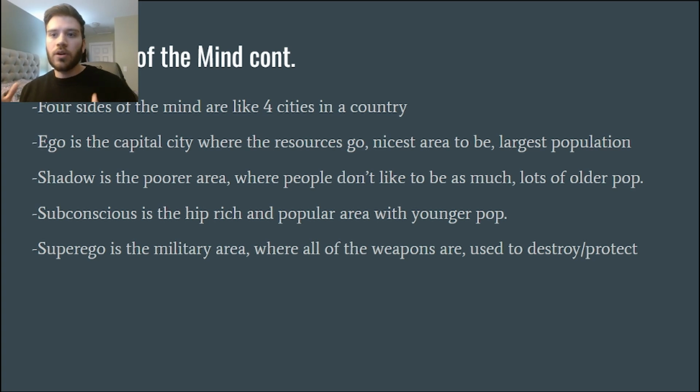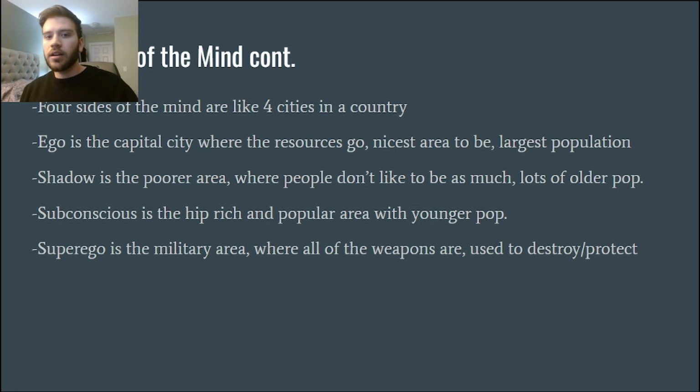The shadow would be more of a poorer area where people maybe don't go as much, but there might be a lot of older people, there might be a lot of culture, something to be learned there, but it's often ignored in favor of the bright lights of the ego. And the subconscious would be a more hip, rich, popular area with younger people. It's kind of this new and growing thing that people enjoy paying attention to more, but it might not have some of the culture and tradition of the shadow area. So the subconscious is a nicer area, but not quite as large maybe as the ego, but still a pretty nice area.